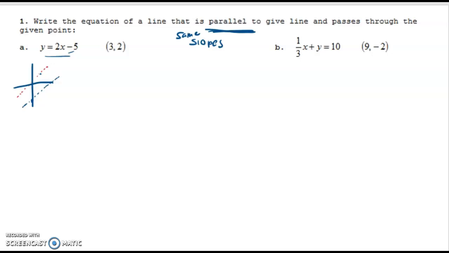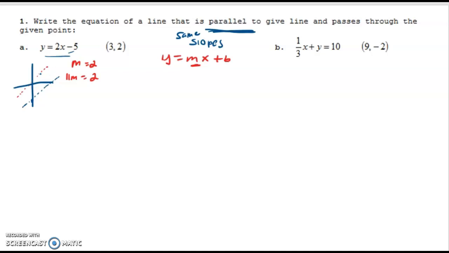The big thing about this is what you need from this equation is the slope. For y equals mx plus b, the slope is the m, which is the number attached to the x. So in this case, the slope is 2. And if I want a line that's parallel, it has to have the same slope. So a parallel line is going to have the exact same slope. And then from there, I've got a point on my line.